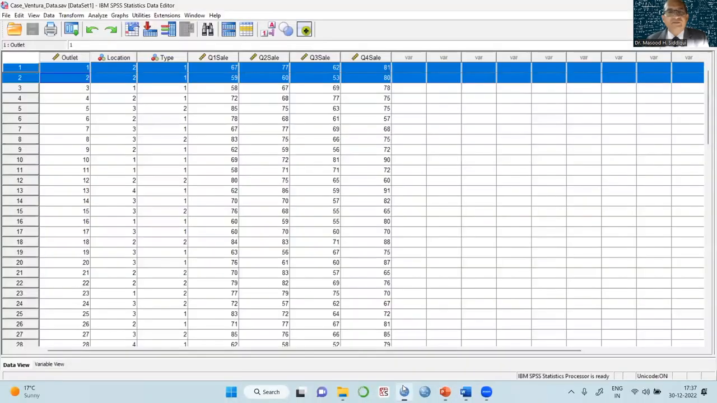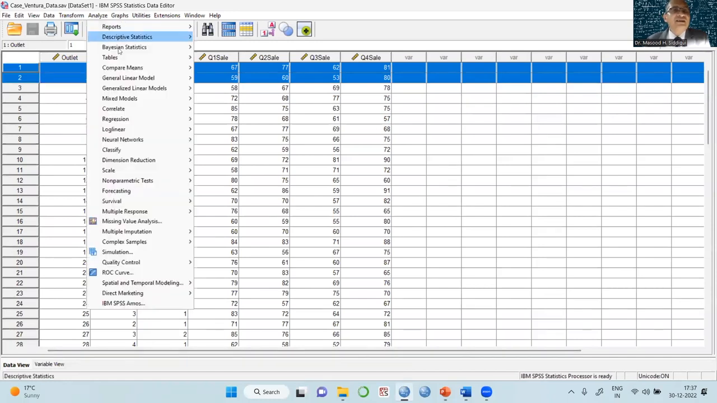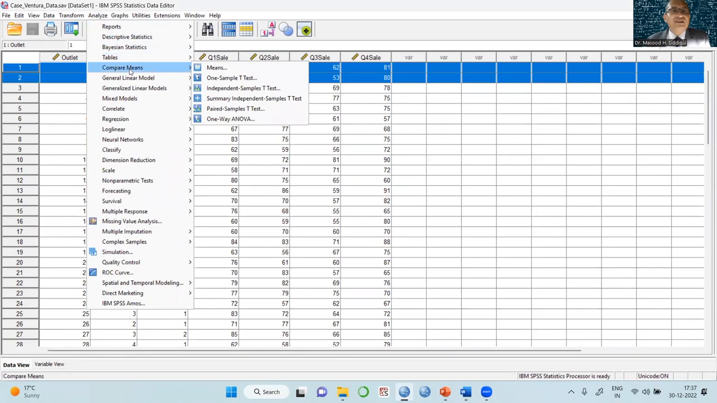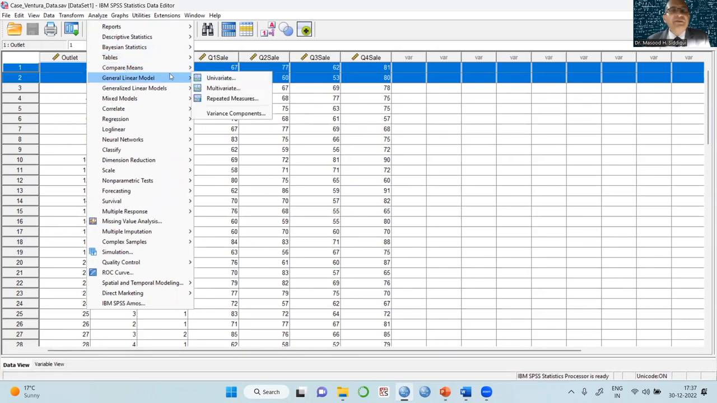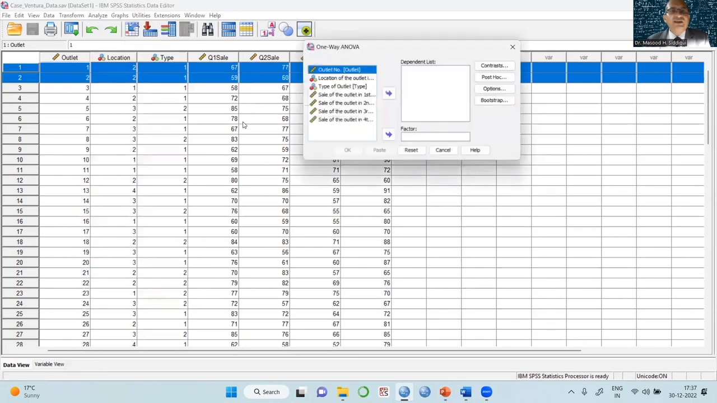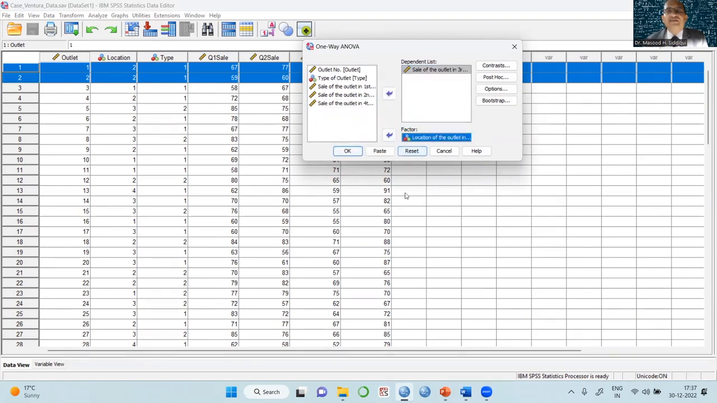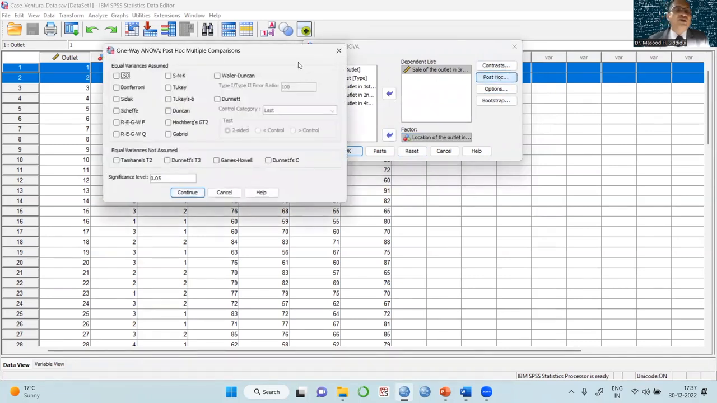This is the data set. We go to Analyze, then Compare Means, because this is a parametric test. In Compare Means, we have One-Way ANOVA. This is the dialog box. Just for demonstration, I am selecting the Q3 cell. You can take some other cell like Q1, Q2, and so on. For the factor, we select location, and this location is entered into the factor box. Then we go to Post Hoc, as we have discussed.